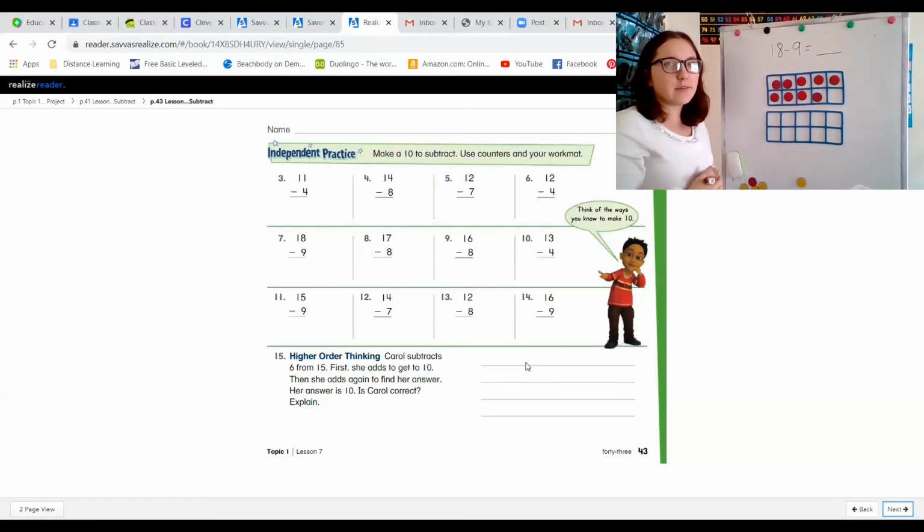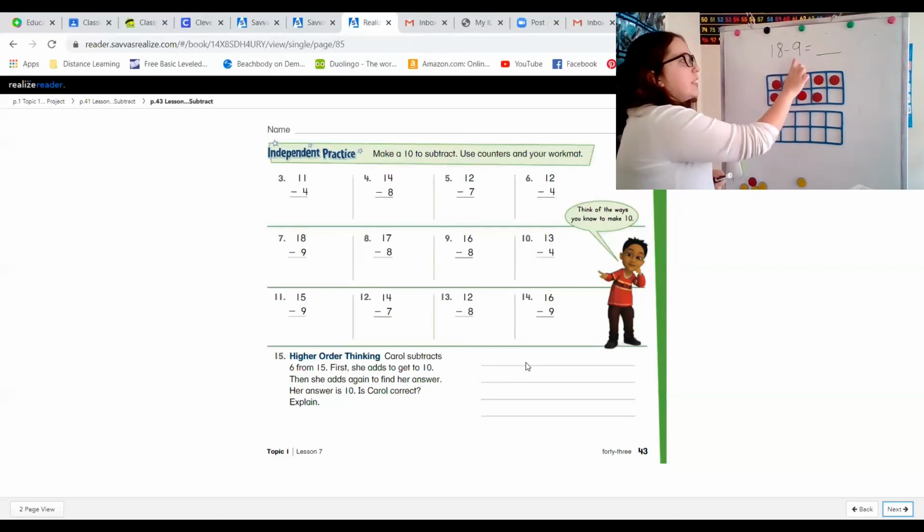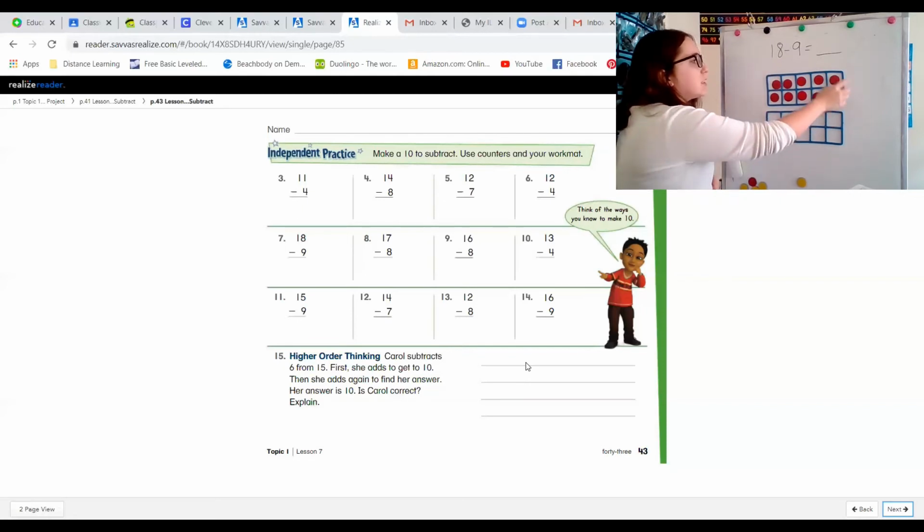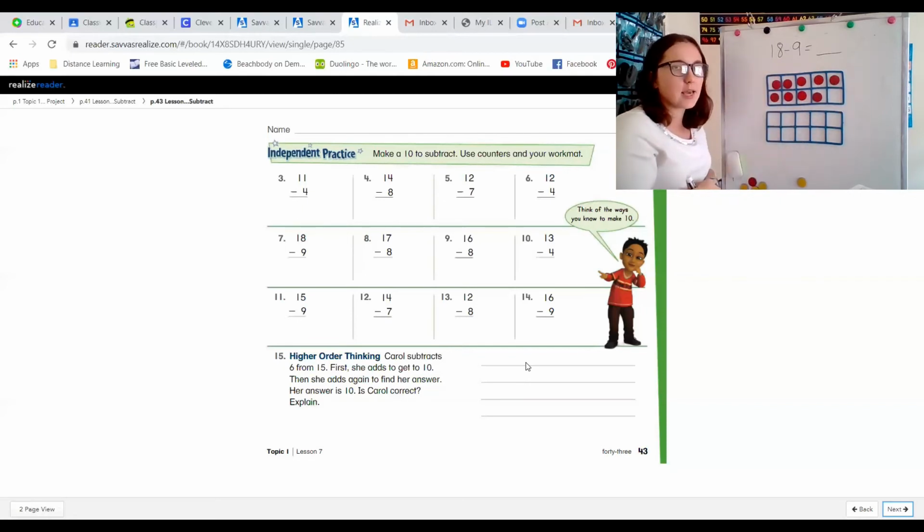Okay, let's check number 7. I'm gonna do adding on first for this one. So I'm gonna start with 9 counters on my 10 frames. Now I need to count up until I get to 18. I need to keep adding counters until I get to 18. But first, I'm only gonna add counters until I can get a 10. I'm gonna make a 10. So I know if I have 9 counters, I need to add 1 more to make a 10.